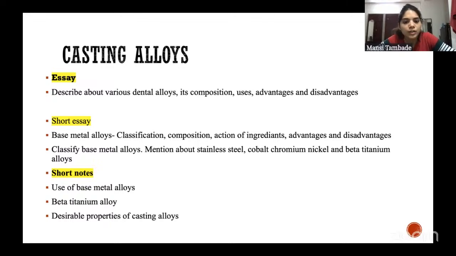Classify base metal alloys, mention stainless steel, cobalt chromium, nickel chromium, beta titanium alloys. Use of base metal alloys, beta titanium alloy. Desirable properties of casting alloys.